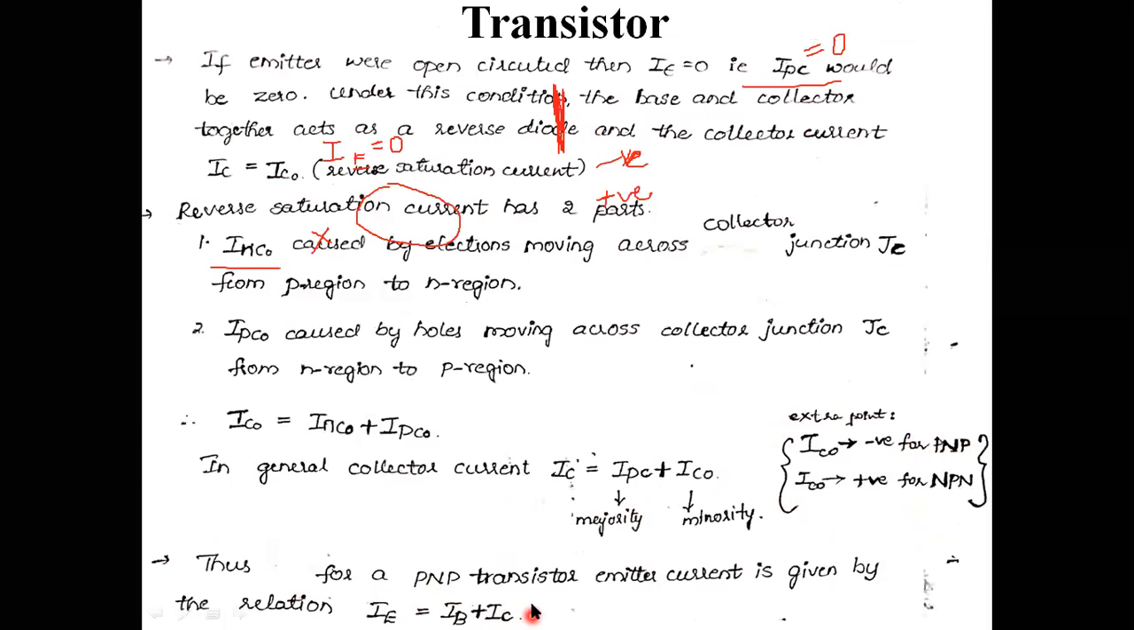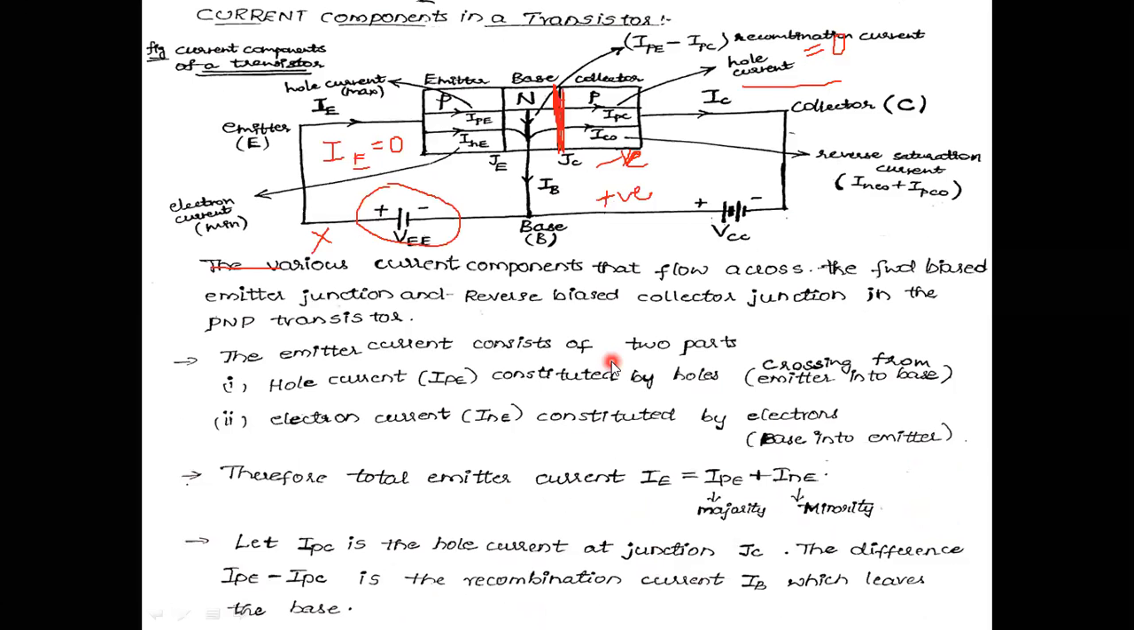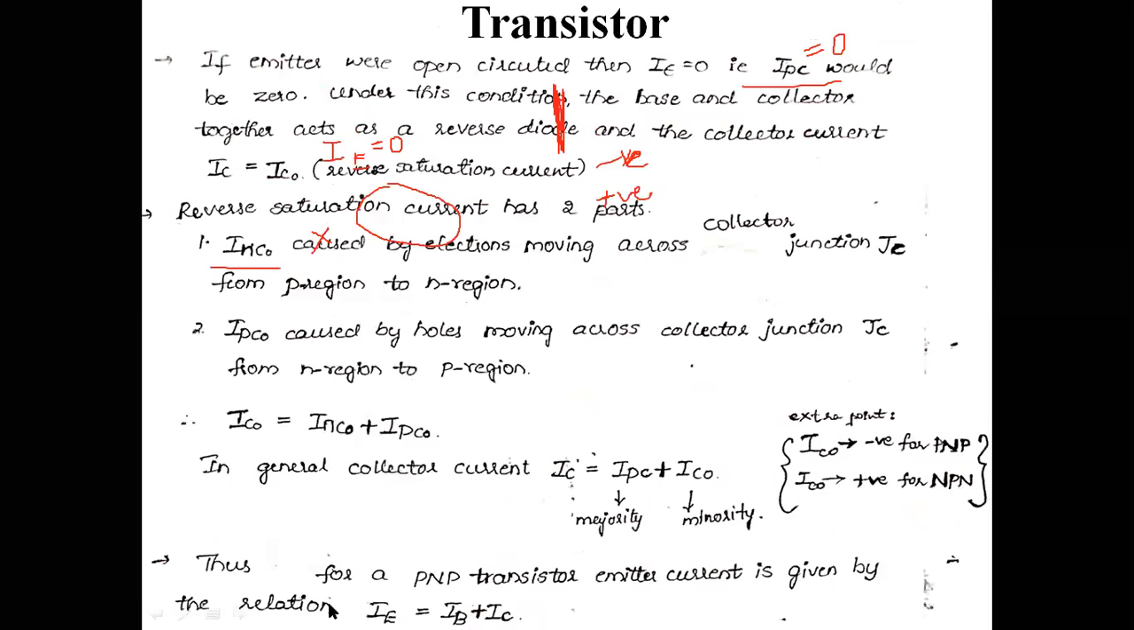Thus, for a PNP transistor, the emitter current is given by the relation IE is equal to IB plus IC. From the KCL equation, I can give it as follows.